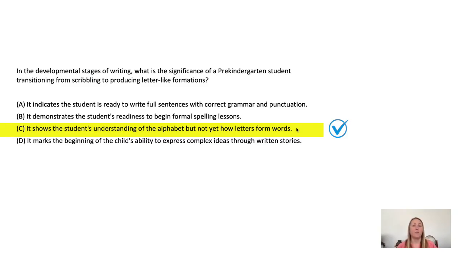Even though they may not yet comprehend how these letters combine to form words, this understanding is crucial for the development of literacy skills, as it lays the groundwork for later stages where the child will learn about word formation, spelling, and eventually sentence structure.